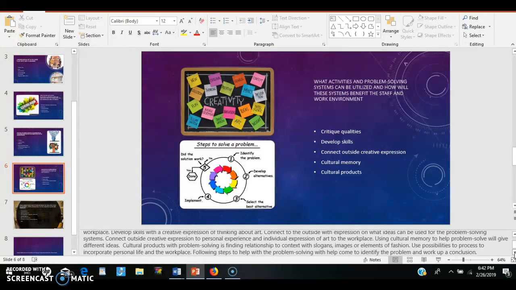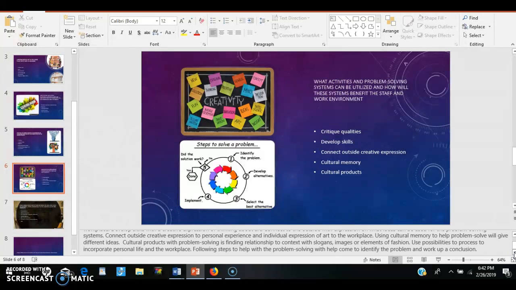Using cultural memories to help problem solve will give different ideas. Cultural products with problem solving is finding relationships to connect to slogans, images, and elements of fashion. Using possibilities to process and incorporate personal life in the workplace. Following steps to help the problem solving will help identify the problem and work up to a conclusion.